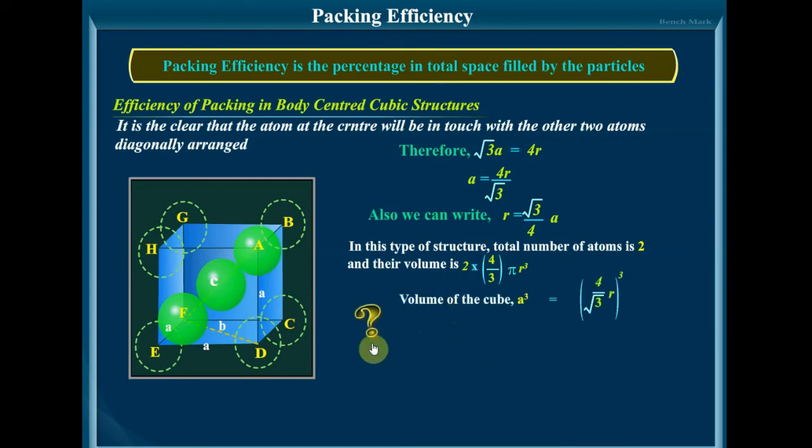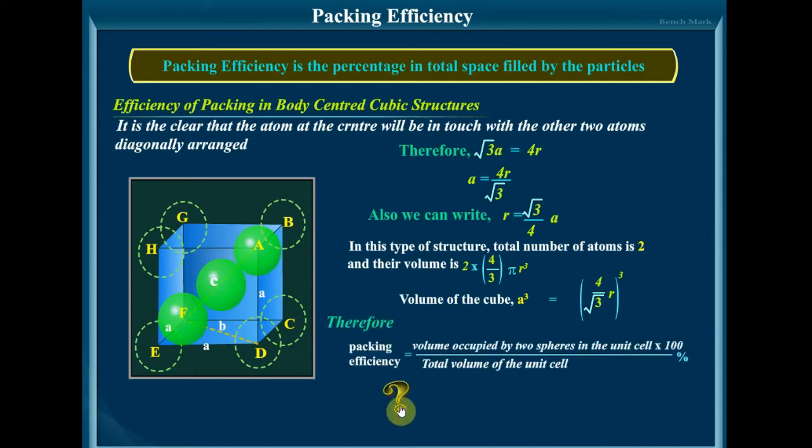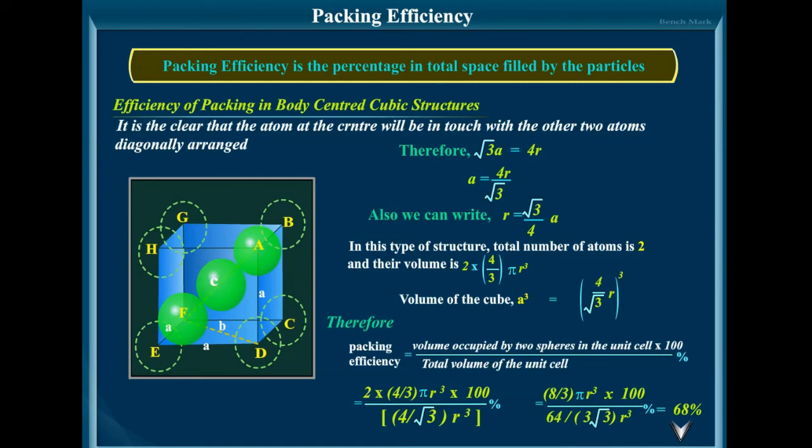Similar to how we calculated earlier for CCP, here also the formula is the same. Packing efficiency, or the percentage of space occupied by the spheres, is equal to the volume occupied by two spheres in the unit cell divided by the total volume of the unit cell, into 100. So the volume occupied by two spheres we have calculated as 2 into 4 by 3 pi r cube, into 100, divided by the volume of the cube, 4r by root 3 the whole cube. After calculation, we get the value as 68%. This means that the packing efficiency of a BCC arrangement is 68%.